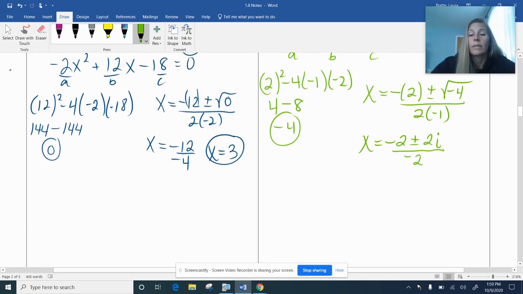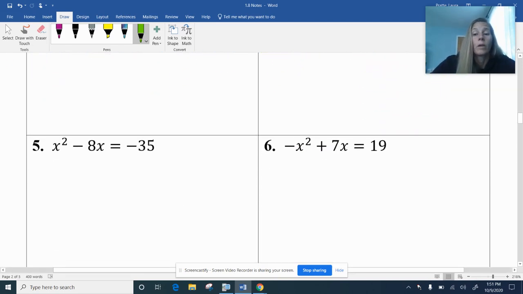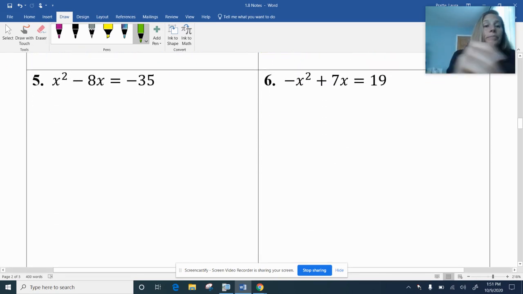Now for this one, we want to simplify because negative 2 divided by negative 2 is obviously 1. And 2 divided by 2 here is 1. And even if it's a negative 1, it doesn't really matter what the sign is because you have that plus or minus accounted for. So you're just going to have 1i. So your final answer would be 1 plus or minus i. All right, so let's do 2 more.